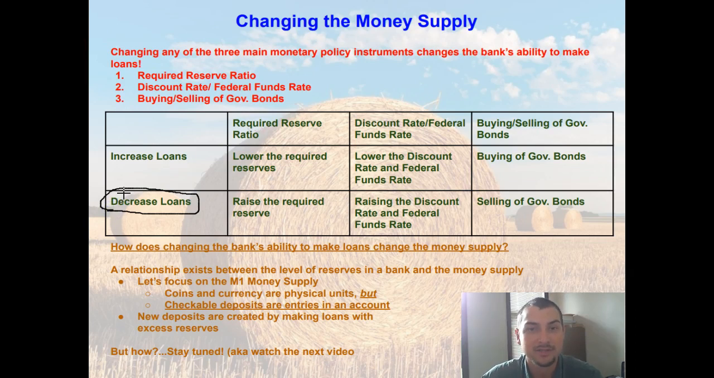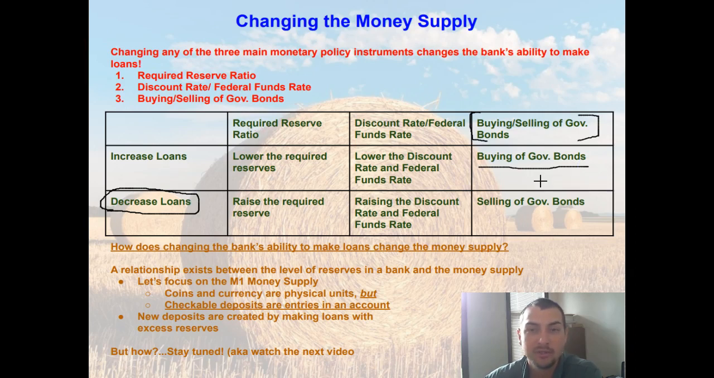The higher the interest rate, the less likely the banks are going to borrow that money to loan it out to somebody else, because they're not making enough of a profit. So if we talk about buying and selling of government bonds, dealing with that Open Market Committee, if we are buying bonds, if the federal government is buying U.S.